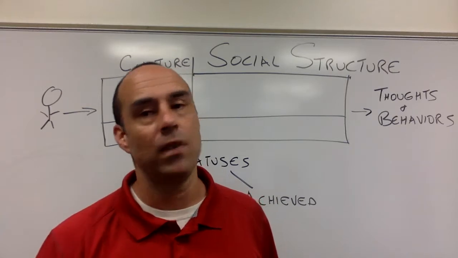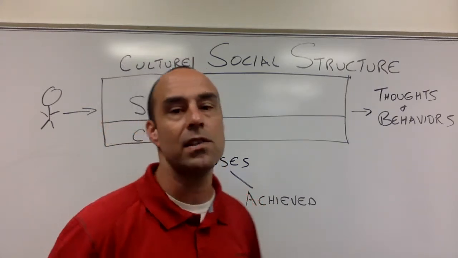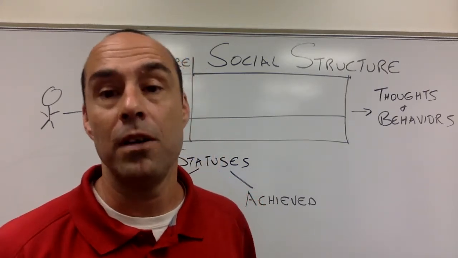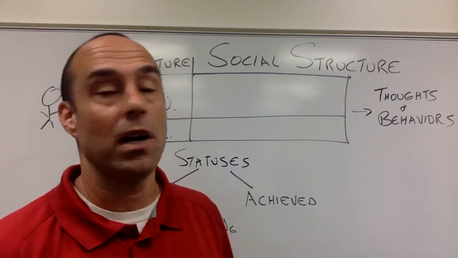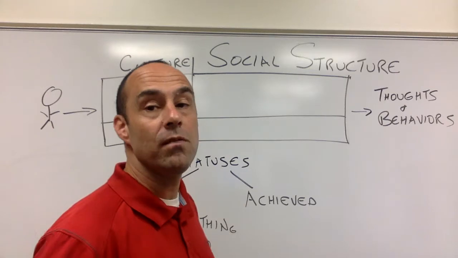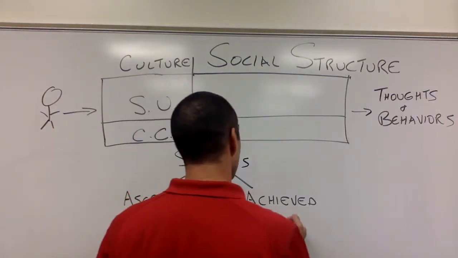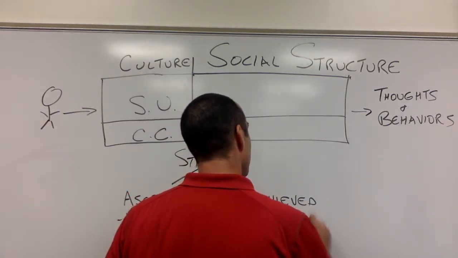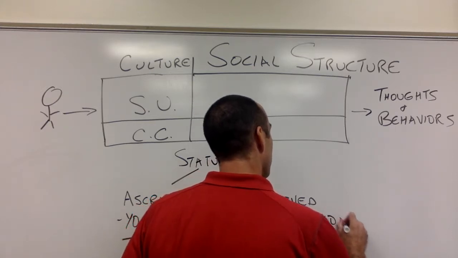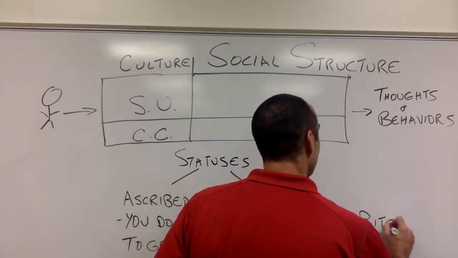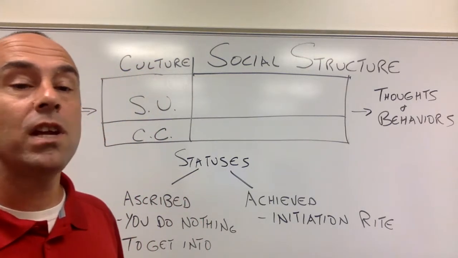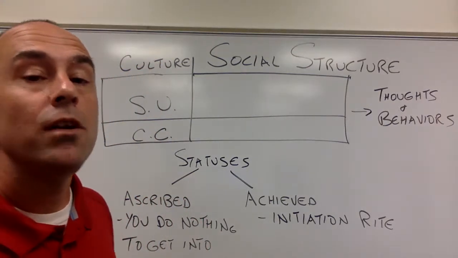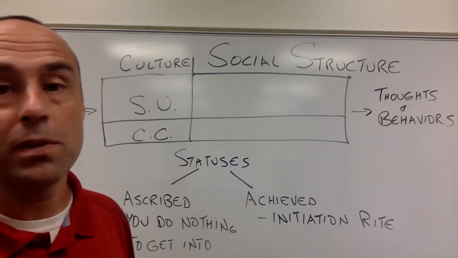Next are achieved, and you know exactly what this is going to be. They're statuses that you have to achieve something to get into. Specifically, what we're going to talk about is to get into an achieved status, you need to go through some sort of initiation rite. An initiation rite is just very simply norms required for entrance into a status.